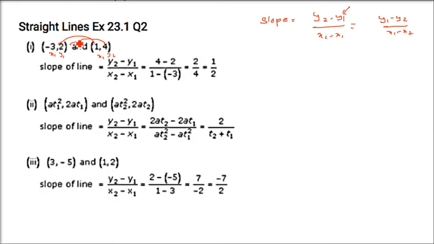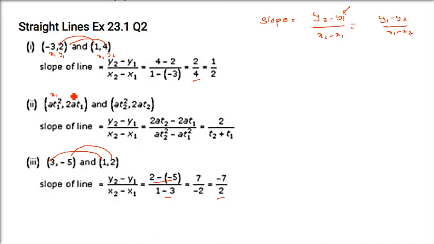So how do you write it? It will be 4 minus of minus 2 divided by 1 minus of minus 3. That is going to be half. Now the third one, let us see first. 2 minus of minus 5, that is 7. 1 minus 3 is minus 2. So you get minus 7 by 2.